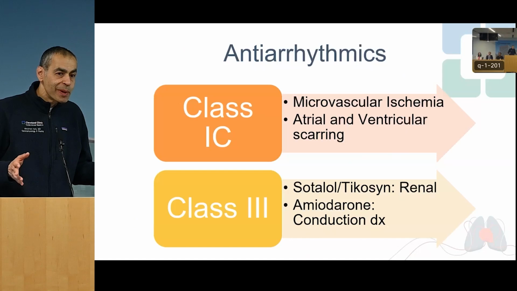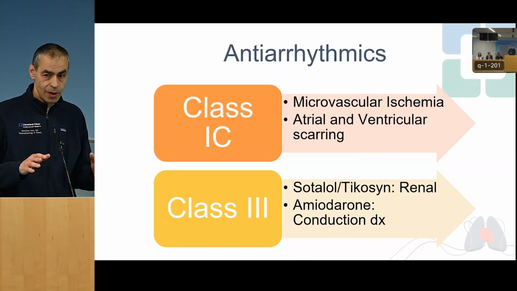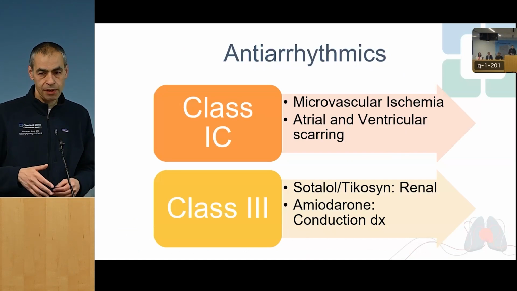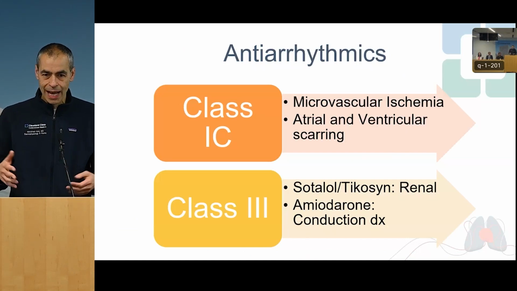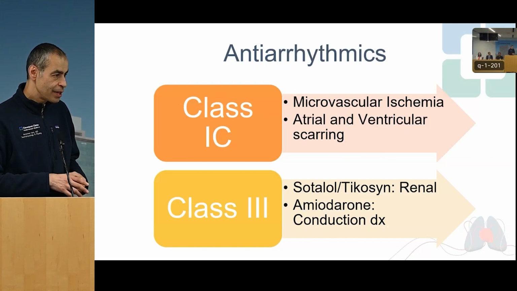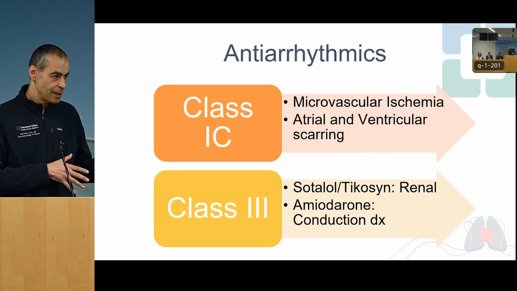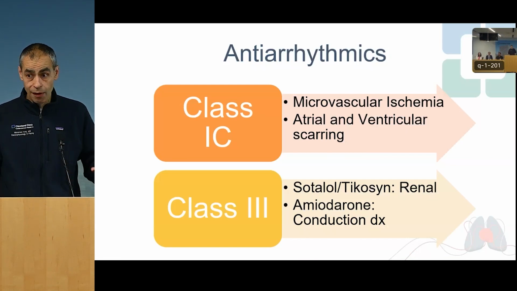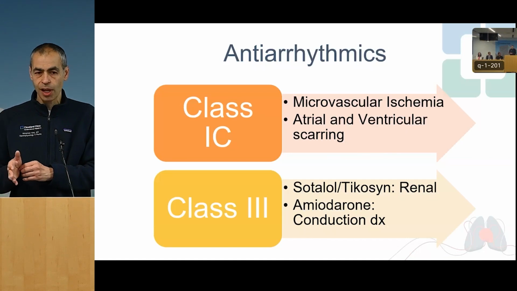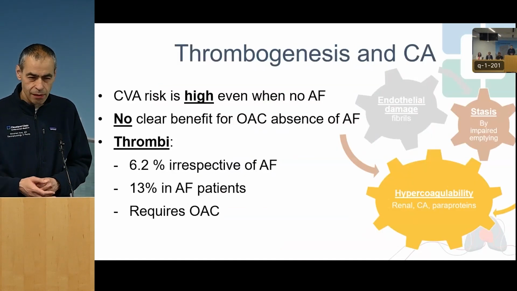What about antiarrhythmic medications? Class 1C agents, we know it's a bad strategy because a lot of these patients have scarring in the atrium and the ventricle, predisposing them to atrial flutter and ventricular tachycardia, and they have small vessel ischemia. When it comes to class 3 agents, sotalol and dofetilide are a concern because a lot of these patients have renal dysfunction, so we're left with amiodarone. But we have to be careful about amiodarone because it's also a sodium channel blocker, so it will promote conduction disease, and we have to be careful about these individuals.